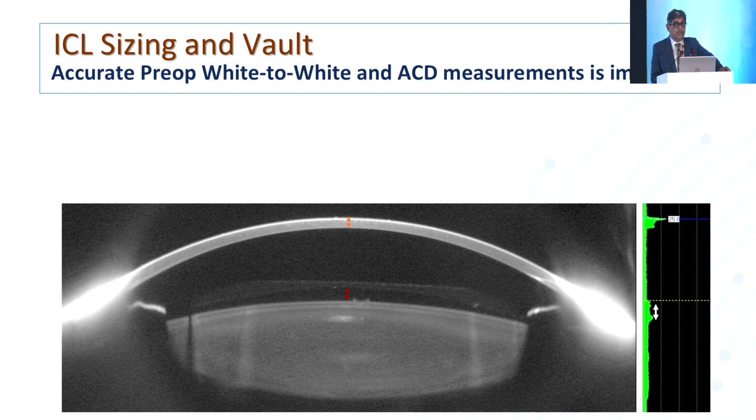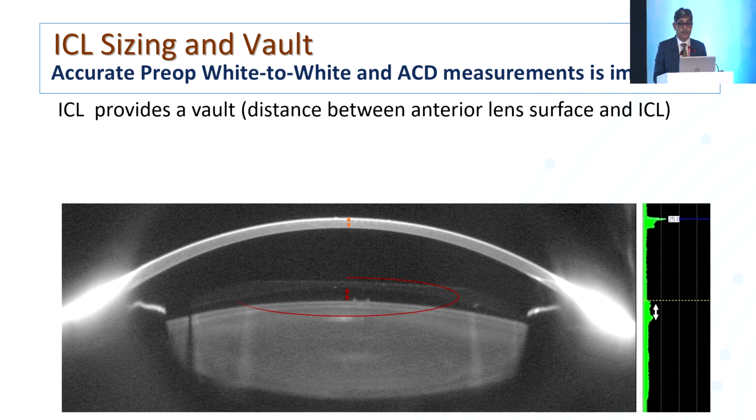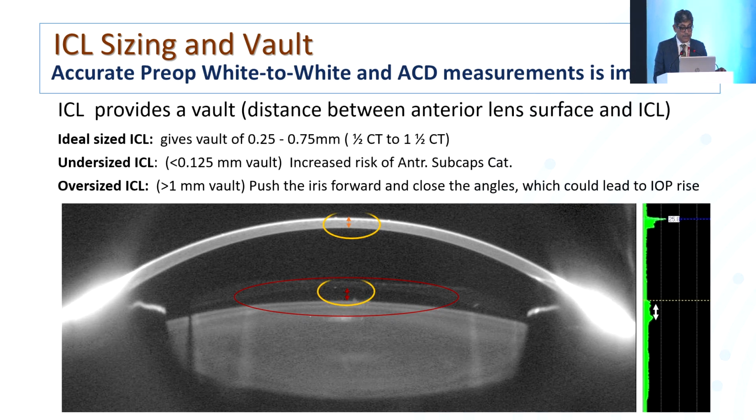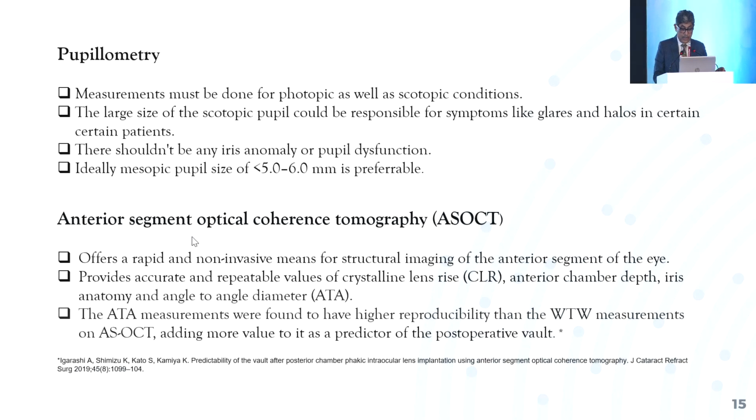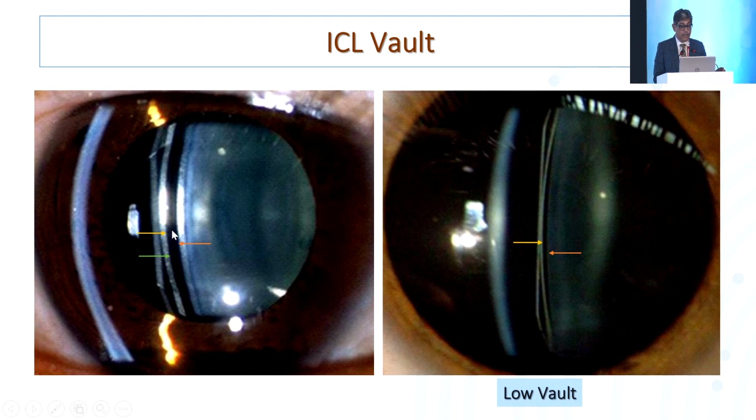Why is the measurement of horizontal white to white important? Because of the vaulting. ICL provides a vault, and an accurate preoperative white to white is very, very important. The vault, as I discussed earlier, is the distance between the posterior surface of the ICL and the anterior surface of the crystalline lens, marked by these two orange arrows. On the left side you see an adequate vault, and on the right side there is a low vault.